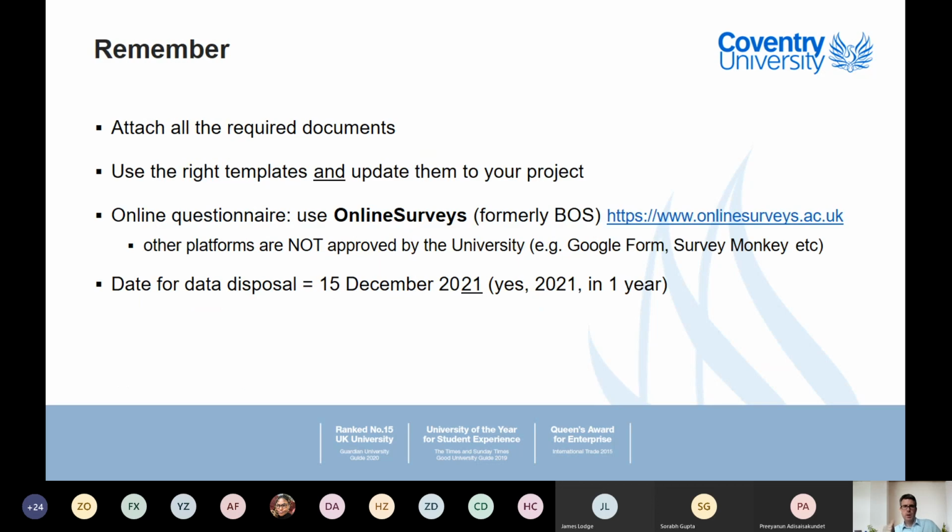So remember, attach all the required documents if you plan to collect primary data. Use the right templates and update them to your project. If you are planning to do an online questionnaire, you can only use online surveys. And I've given you the link here. You will have an account directly through the university. This is an academic tool.